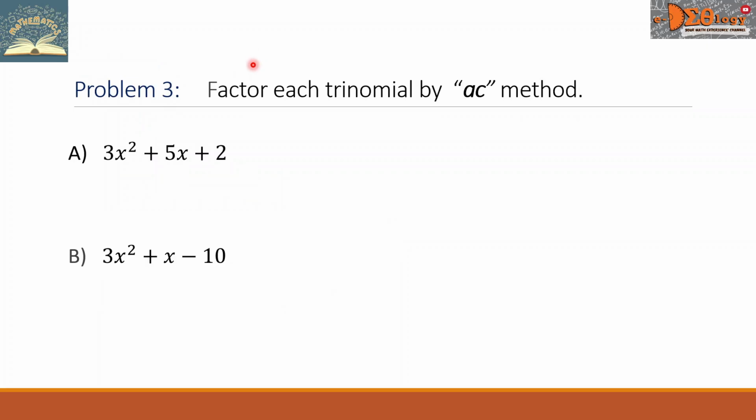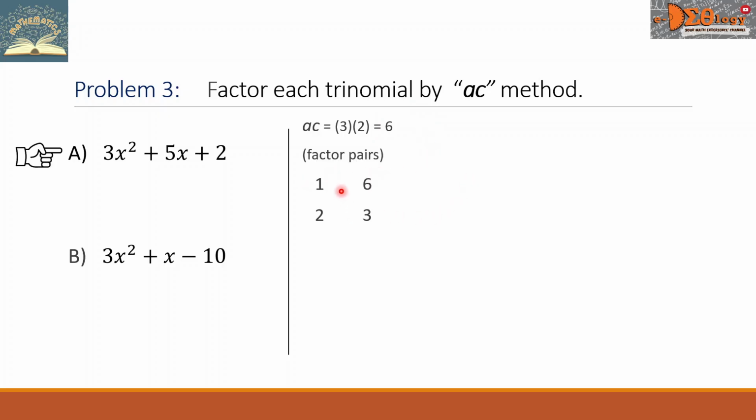Problem 3. Factor each trinomial by AC method. Letter A, 3x squared plus 5x plus 2. We know that 3 is the A, B is 5, and C is this positive 2. AC here means we multiply the 3 and the 2. And the answer is 6. From this number 6, we write the factor pairs. So we have 1 and 6, 2 and 3. Since the middle term is positive, we only consider the positive factors.